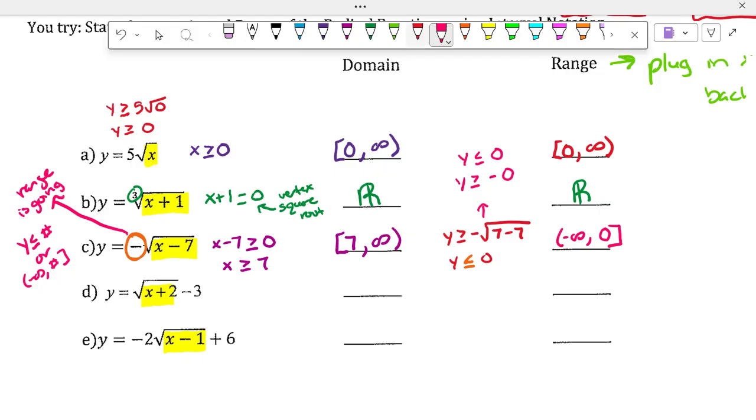All right. So let's go, Amelia. Next one. Okay. Well, how do I get the domain? What do I need to do first? So set it as greater than or equal to 0.